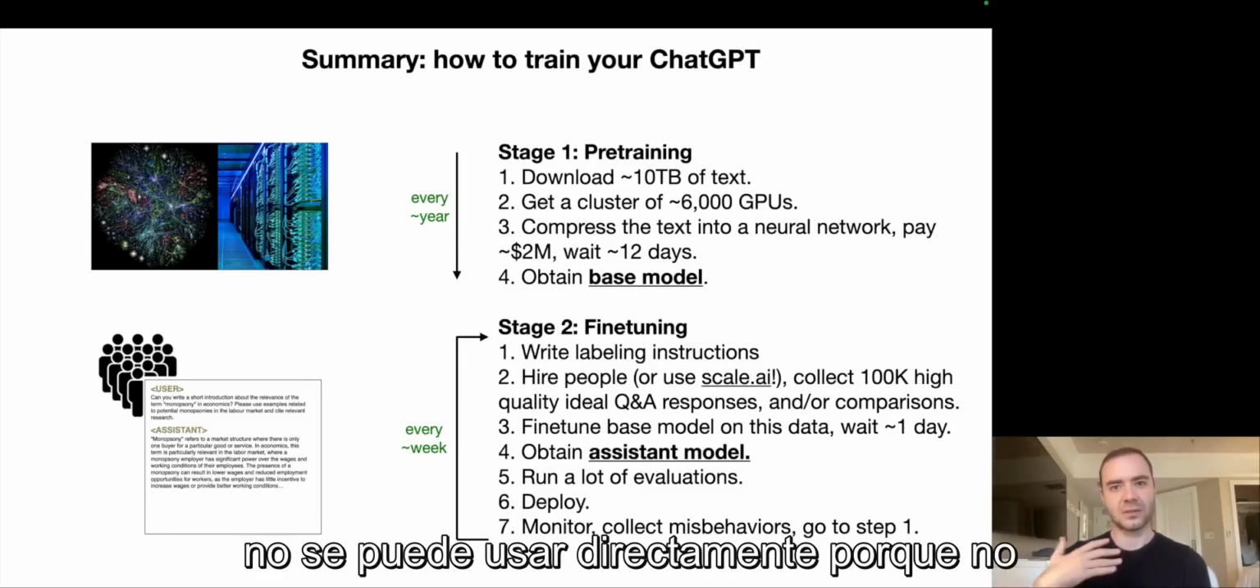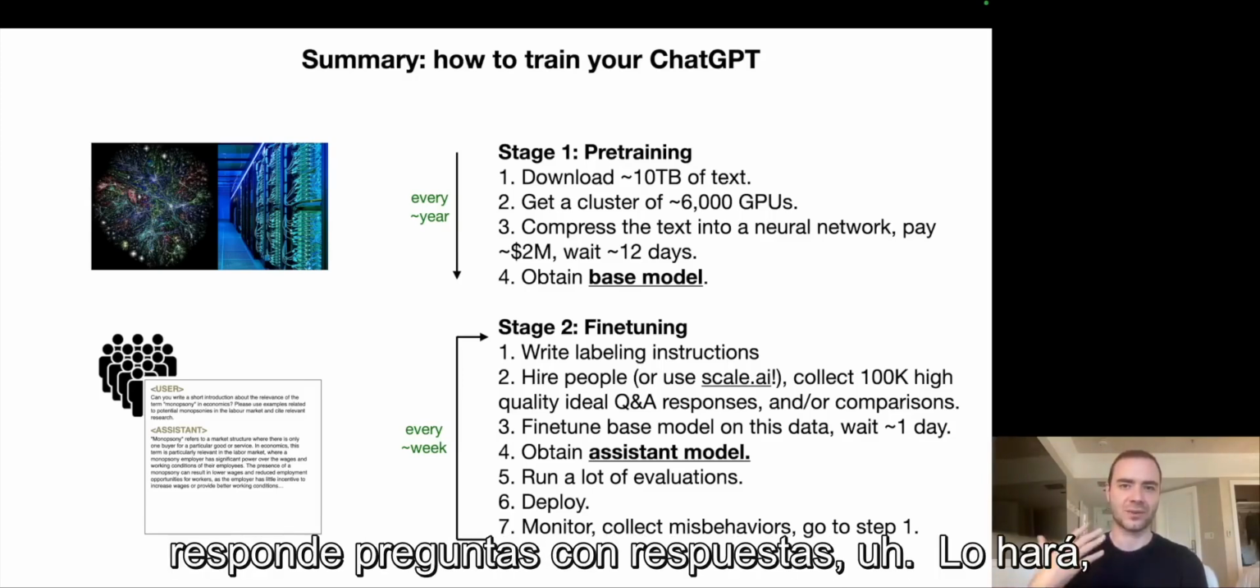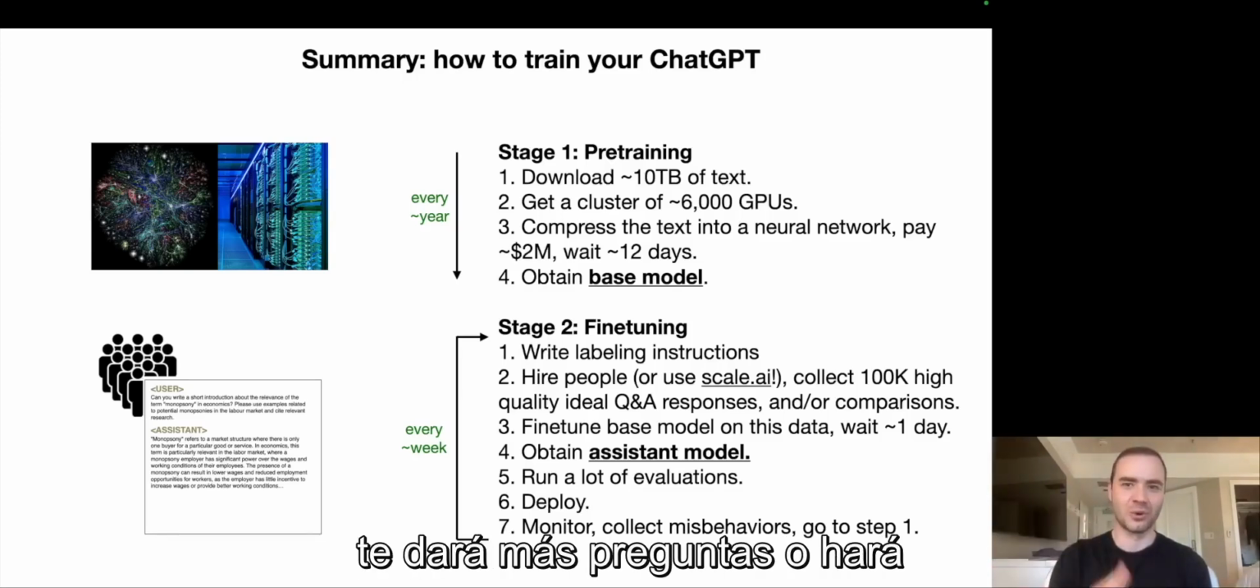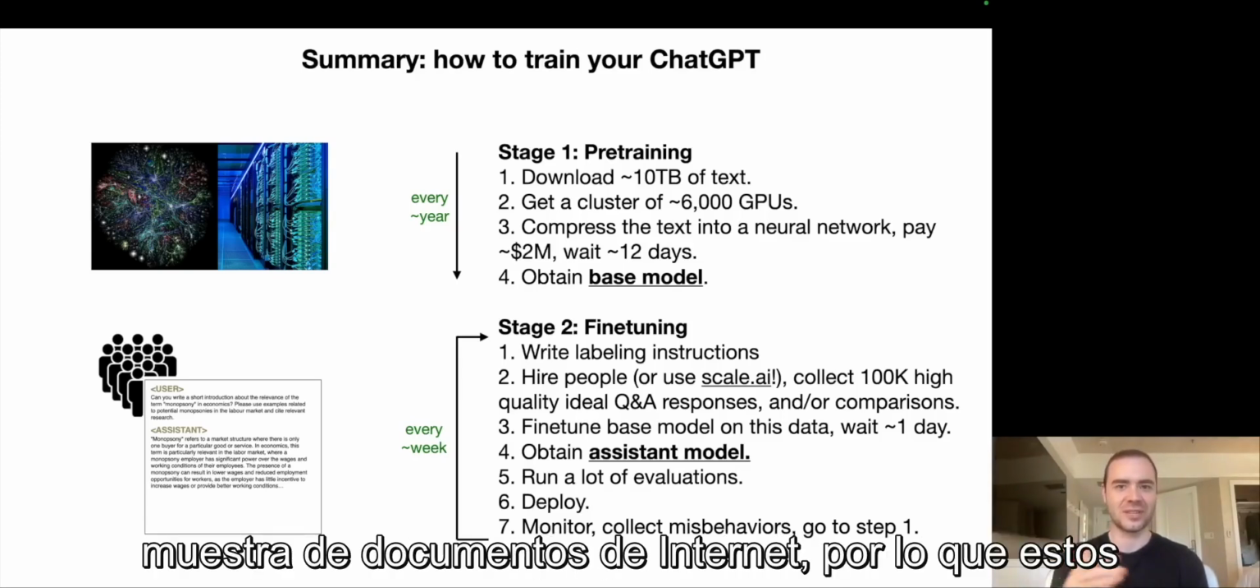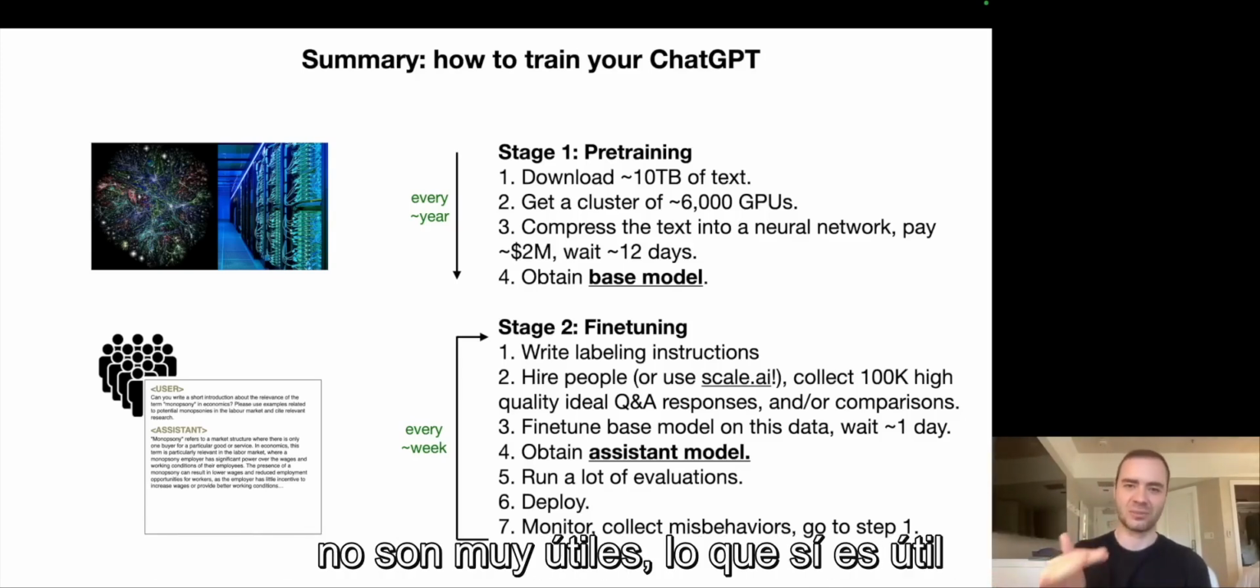The base model is not directly usable because it doesn't answer questions with answers. If you give it questions, it will just give you more questions, or it will do something like that because it's just an internet document sampler. So these are not super helpful.